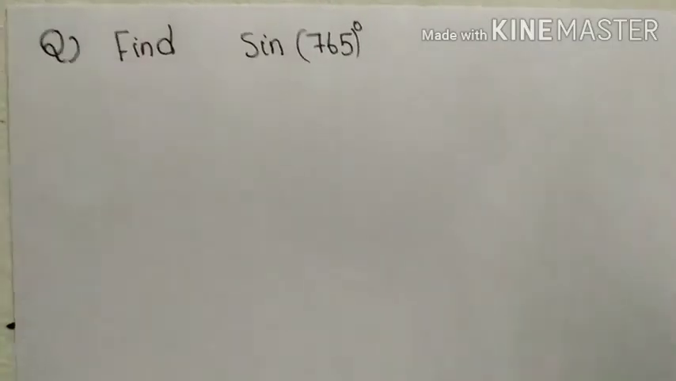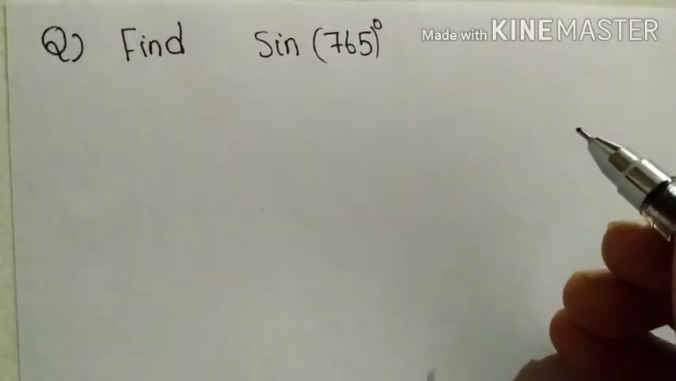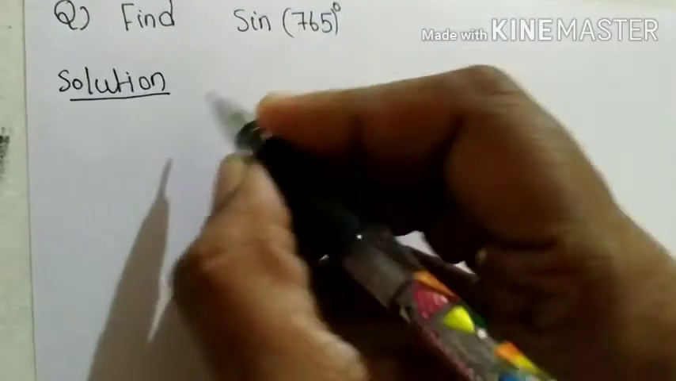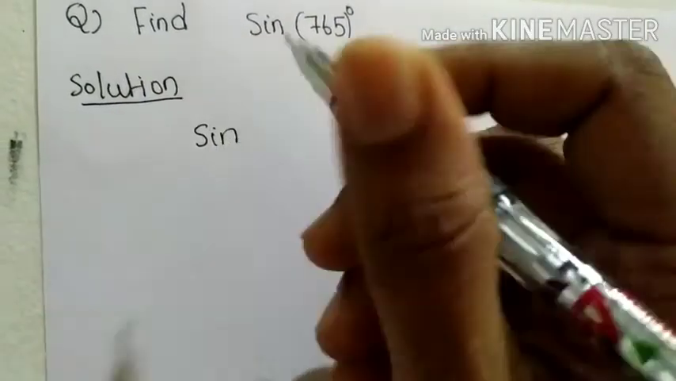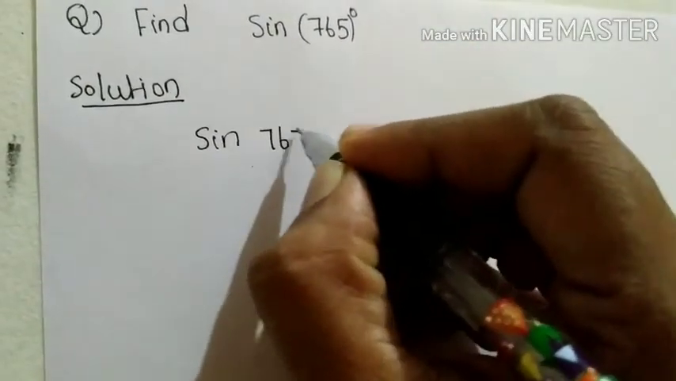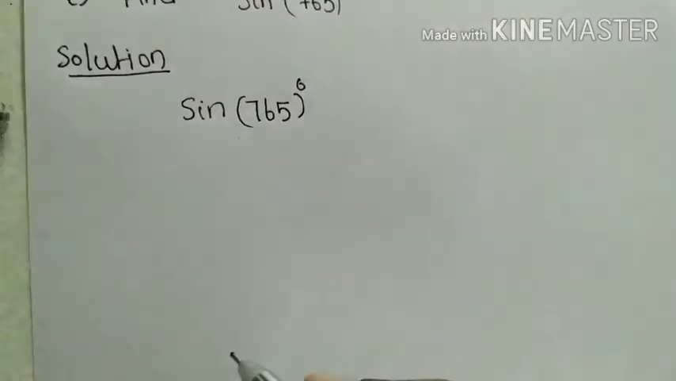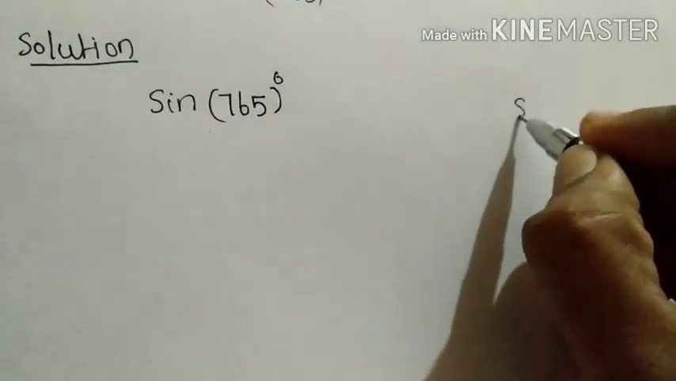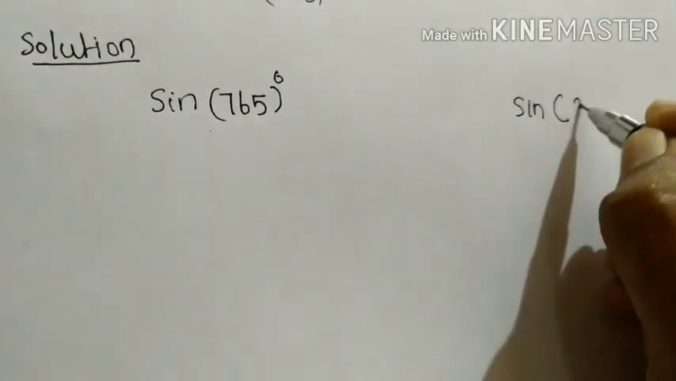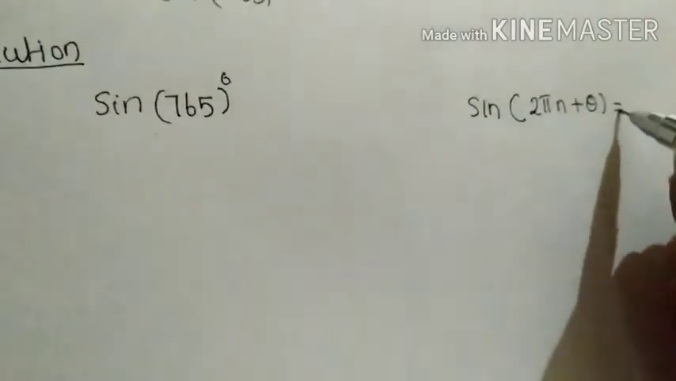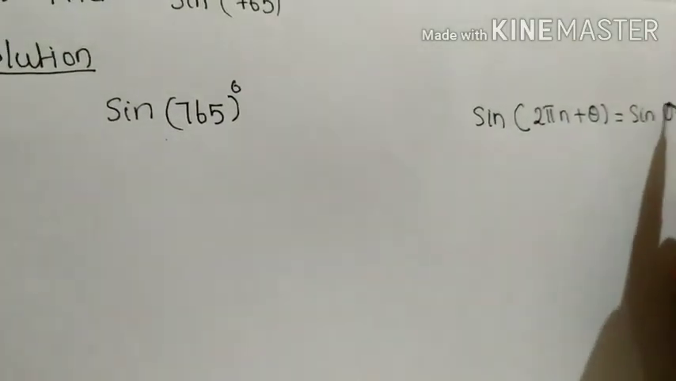This is our first question. Find the sine of 765 degree. So let's start the solution of this question. Given that we need to find the value of sine 765 degree. So we know that sine of 2 pi n plus theta is equal to sine theta, right?